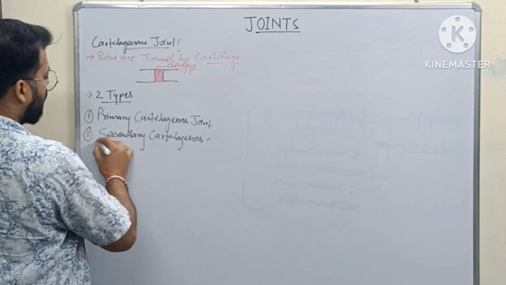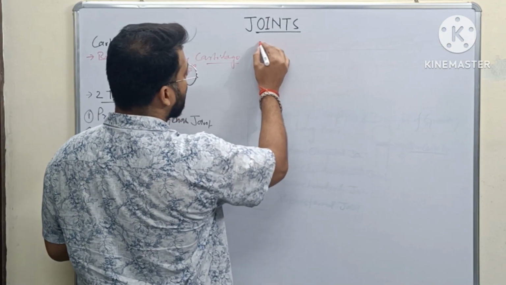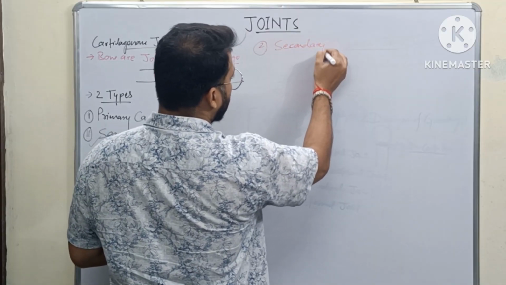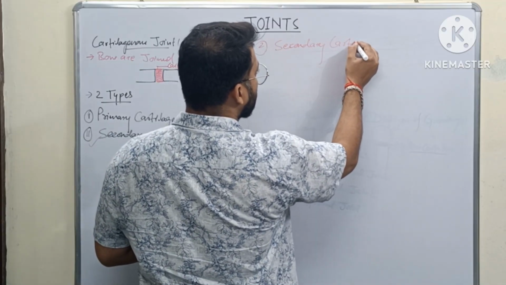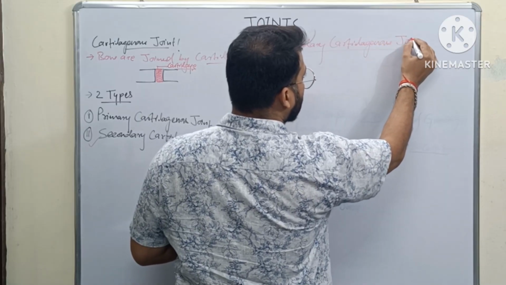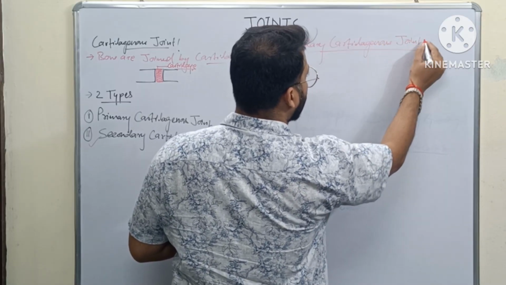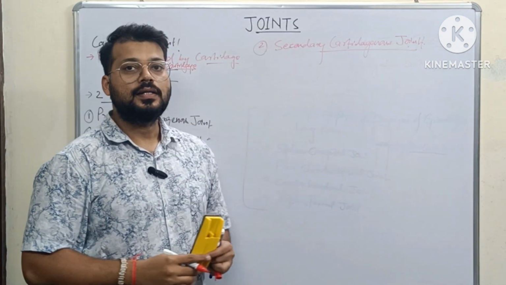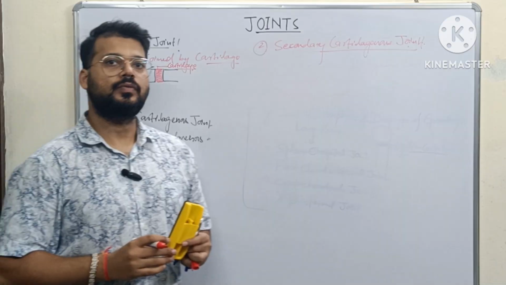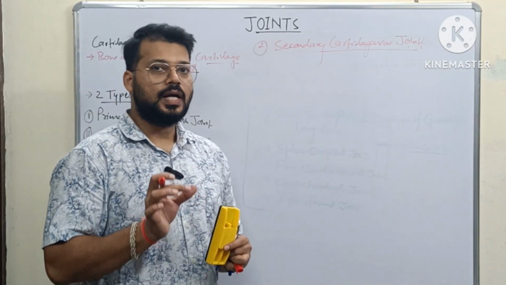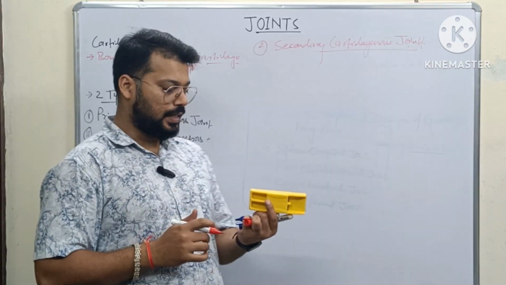Now the next is secondary cartilaginous joint. Okay. In secondary cartilaginous joint, the articular surface of the bone is covered with hyaline cartilage, and these two bones are joined by a plate of fibrocartilage.